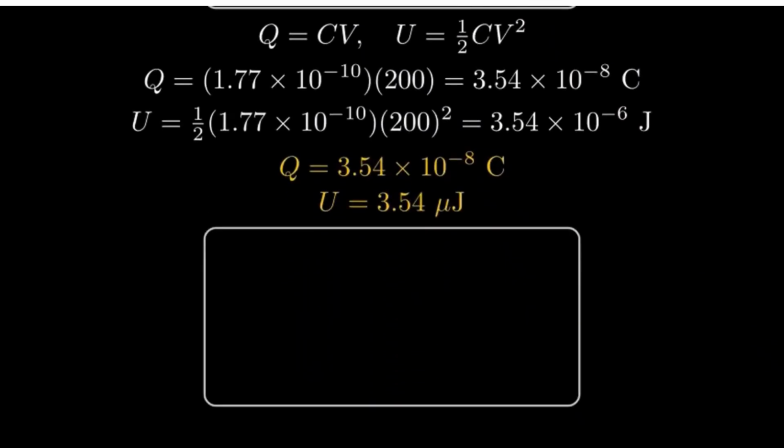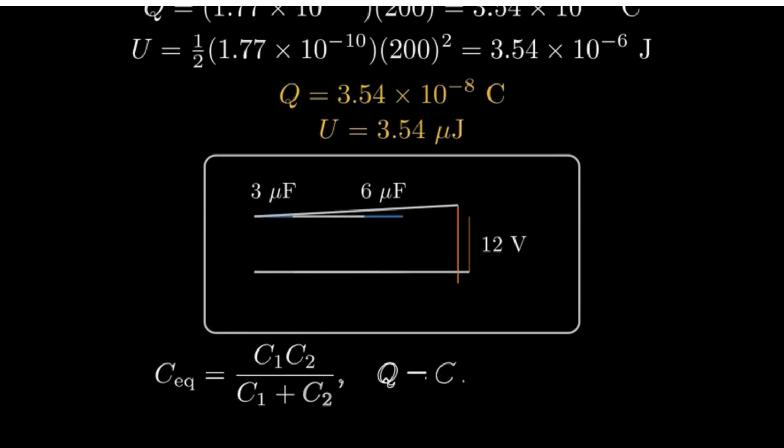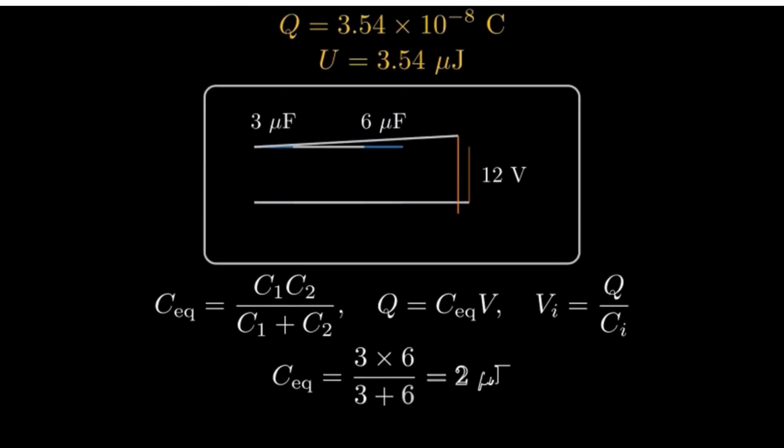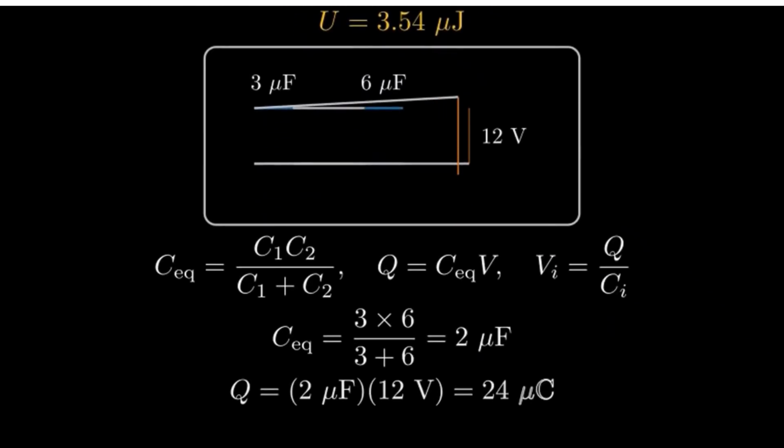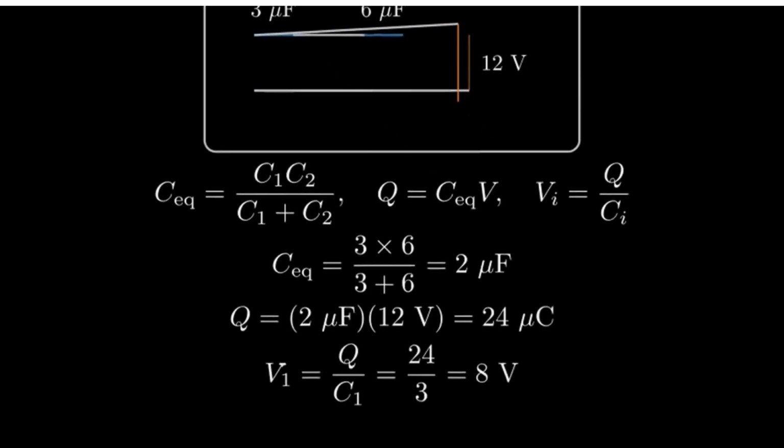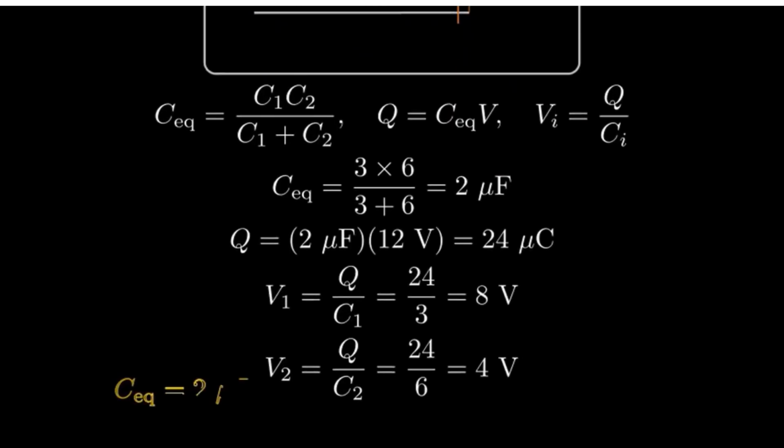Problem 10. Capacitors 3 microfarad and 6 microfarad are connected in series across a 12-volt battery. Find the equivalent capacitance, the common charge, and the voltage across each capacitor. We draw two series capacitors connected to a battery. In series, the equivalent is product over sum. Charge is same on each. Voltages are Q over C. Compute the numbers. Equivalent is 2 microfarad. Charge is 24 microcoulomb. Voltages are 8 volt and 4 volt.